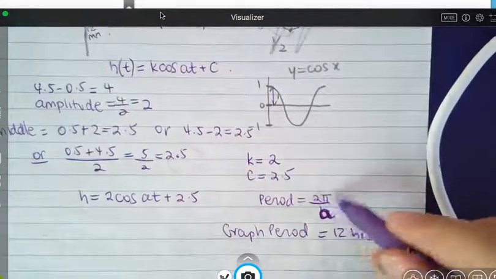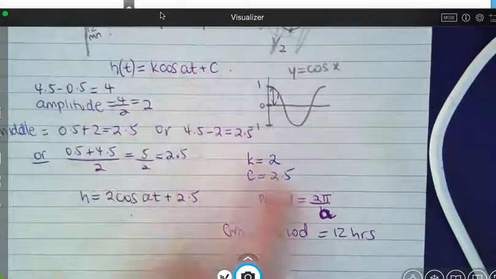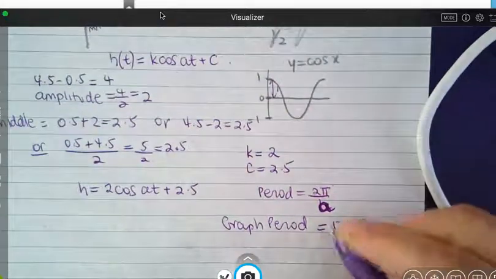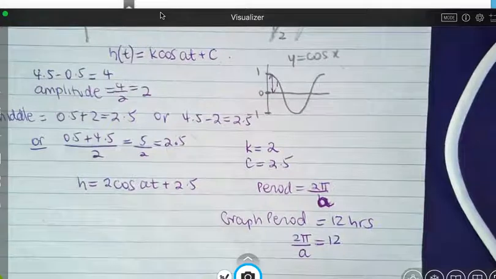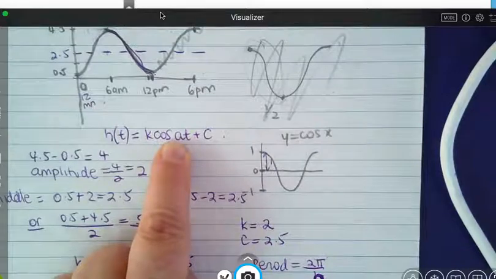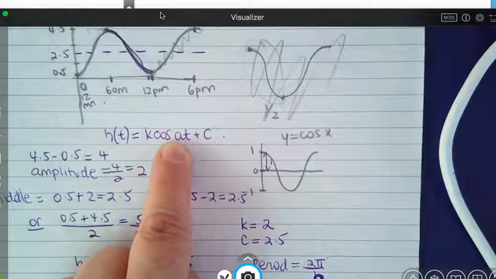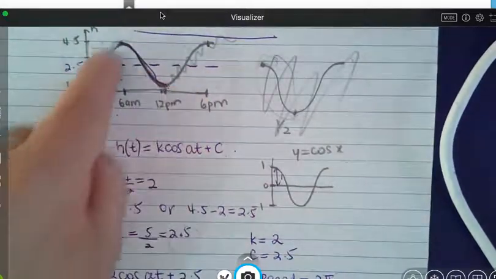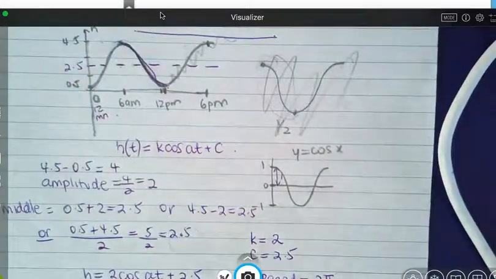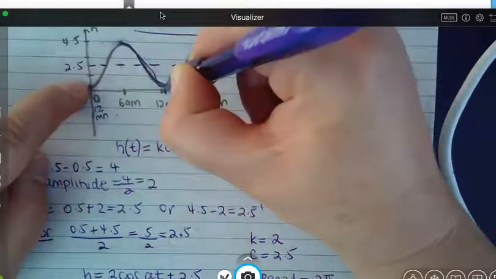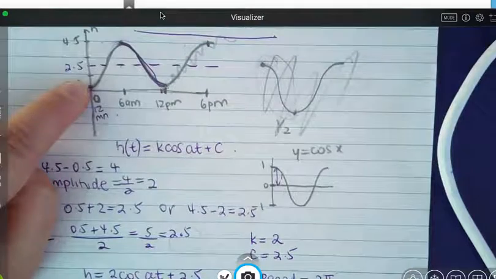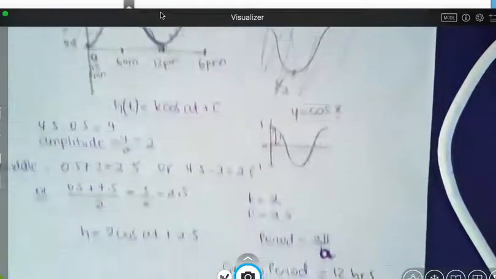So if the period is 2 pi over the coefficient of that t, but the period is also 12 hours, we can equate those two and say 2 pi over A is 12 hours. The formula for the period is 2 pi over whatever the coefficient of the x is, but this time we've got t. You can visually see that the period is the time for one full curve. Off the graph, from the bottom back to the bottom, it's one full wave. How long for one full wave? It's 12 hours. So the period is 12.